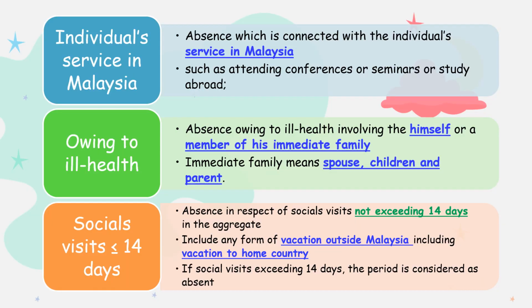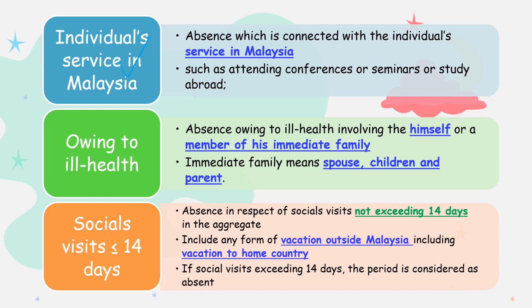Okay, guys. Now, temporary absent, there are 3 categories. The first category of temporary absent is individual's service in Malaysia. Meaning to say the individual is working in Malaysia, not working outside Malaysia. So if the taxpayer is not working in Malaysia, you cannot apply number 1. Alright? Okay, let's read together with me, everyone.